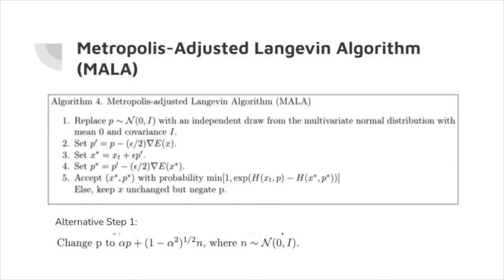The Metropolis adjusted Langevin algorithm, similar to the Metropolis algorithm, has two steps of randomness. The first is in step 1 of the algorithm, where we replace p according to a multivariate normal distribution, and the second is in step 5, where we accept a proposal based on a uniform random variable between 0 and 1. There is an alternative formulation of MALA which tends to improve efficiency, which replaces step 1 in the box with step 1 that is outside of the box, but at its core it's also just a draw from a multivariate normal distribution, and so it's also a good candidate for circular coupling.